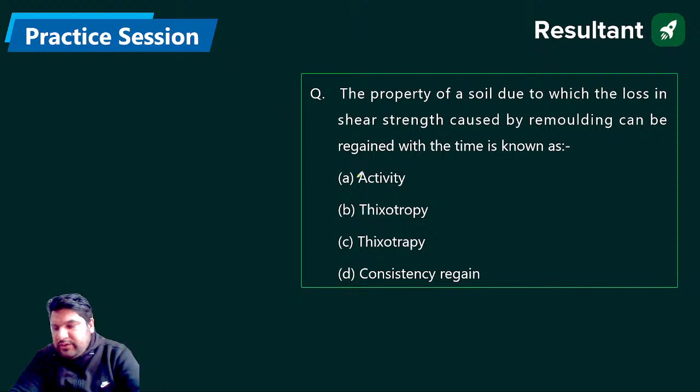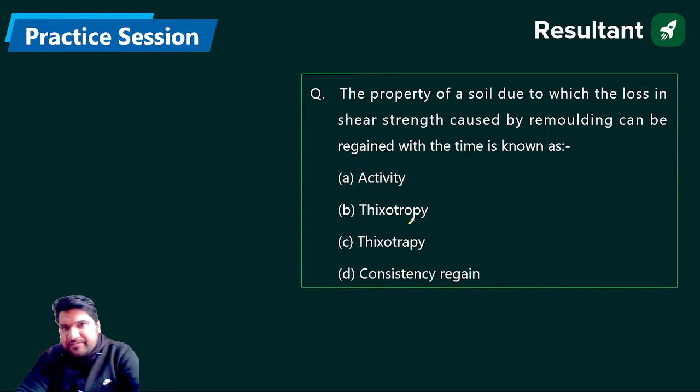So B is the answer. The property of the soil due to which the loss in the shear strength caused by the remolding can be regained with time is known as. Remember here, it is thixotropy. Okay, it is thixotropy. You may get confused here.